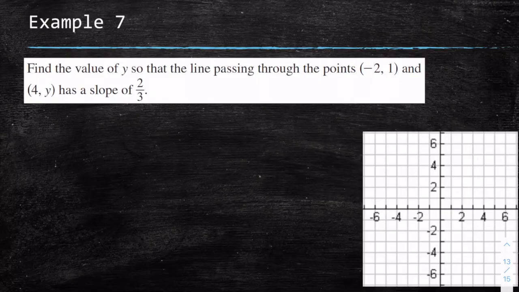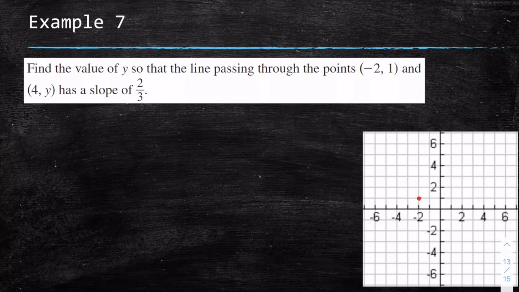Here now, we're in example 7, where it says, find the value of y so that the line passing through the points negative 2, 1 and 4, y has a slope of 2 over 3. Well, let's identify some things that we know that's given from what they're describing. We see the point negative 2, 1. That's a nice thing. We can actually plot that. So let's go to the left 2 and up 1. There it is right there.